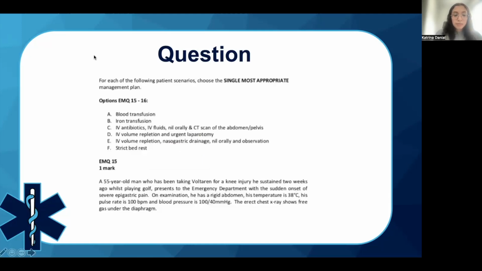Most appropriate management plan. A 55-year-old man who has been taking Voltaren for a knee injury he sustained 2 weeks ago while playing golf presents to the ED with a sudden onset of severe epigastric pain. This is a very common question in third-year exams. On examination, he has a rigid abdomen. His temperature is 38, his pulse is 100, and his blood pressure is 100 on 40. The erect chest X-ray shows free gas under his diaphragm. What do you want to do?